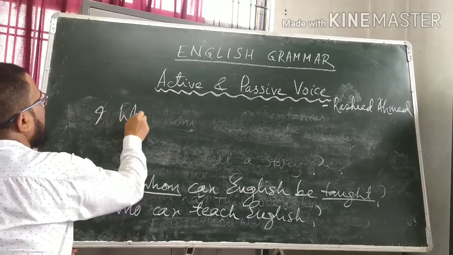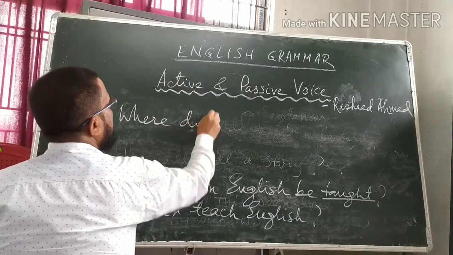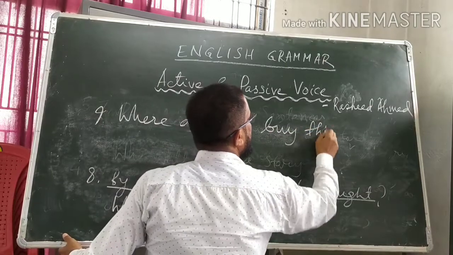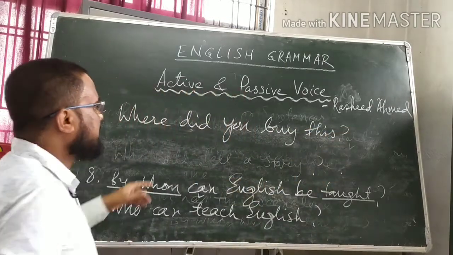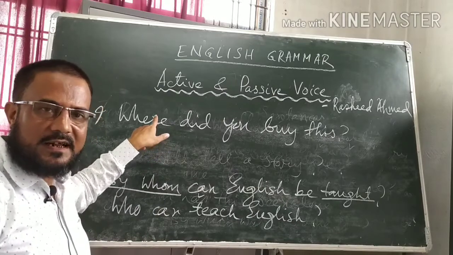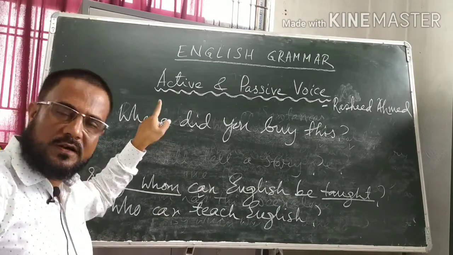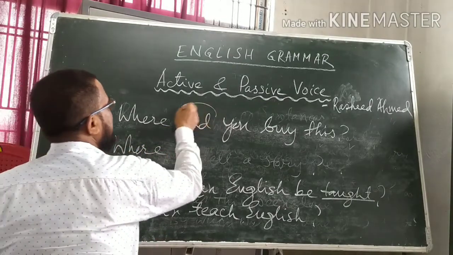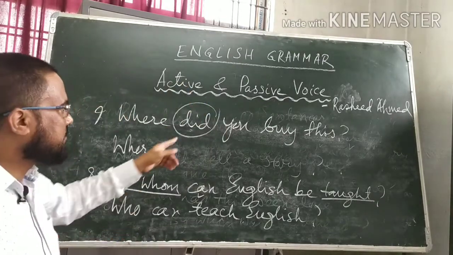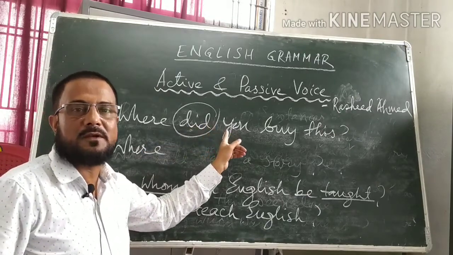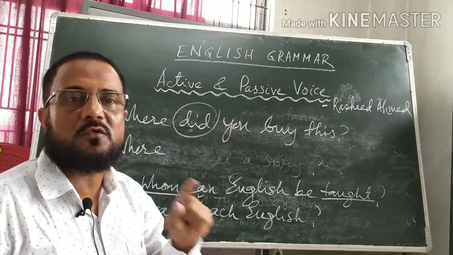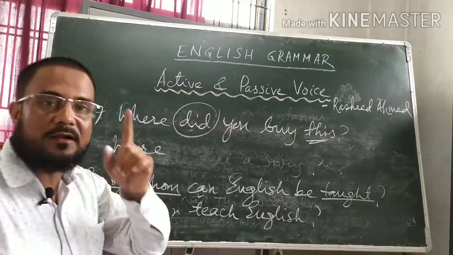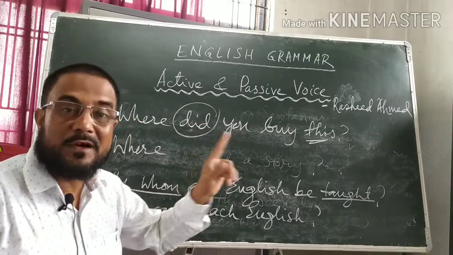for example, where. Where did you buy this? This is a WH question. There is where, it means in passive voice also, you will start with where. Did is there, it means it's simple past tense. So if it's simple past tense in passive voice, what be verb will be used? Was or were. Which one out of was or were for this sentence the object will tell. The object is third person singular number, so the be verb will be was.